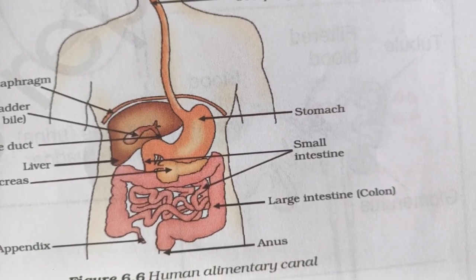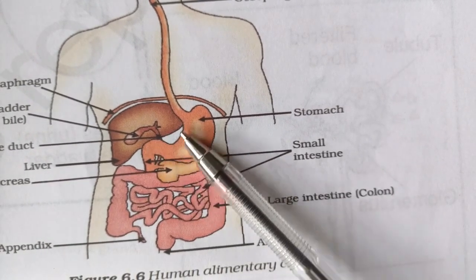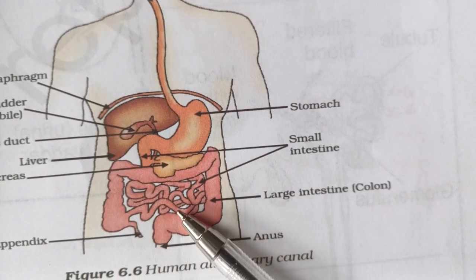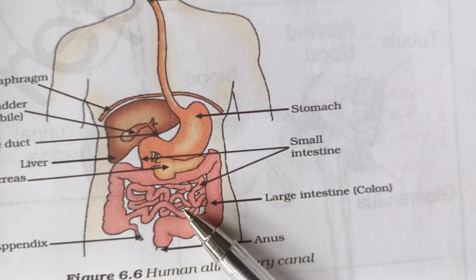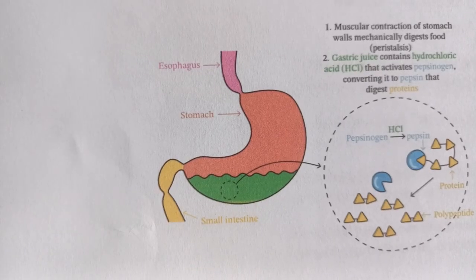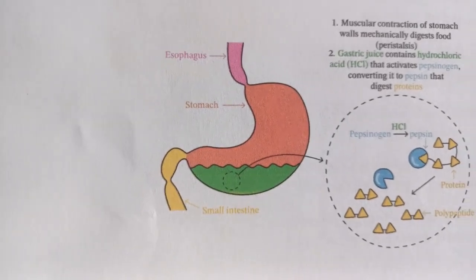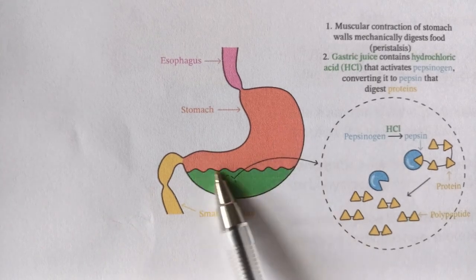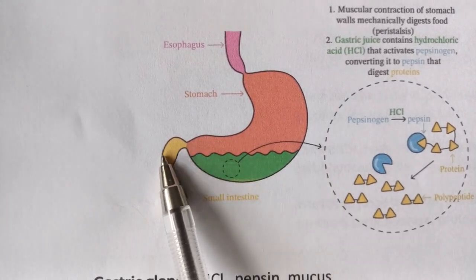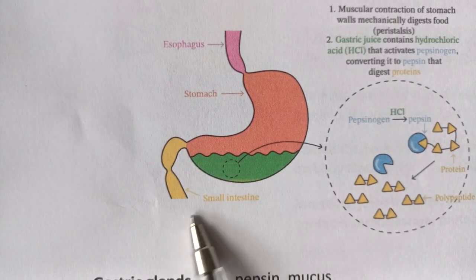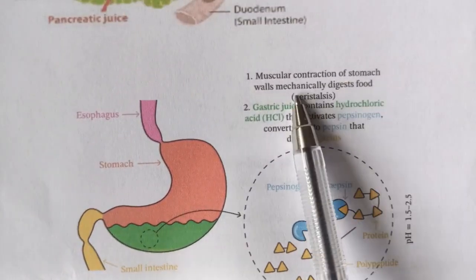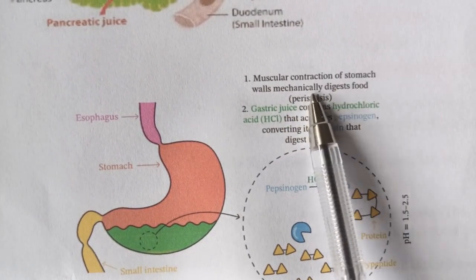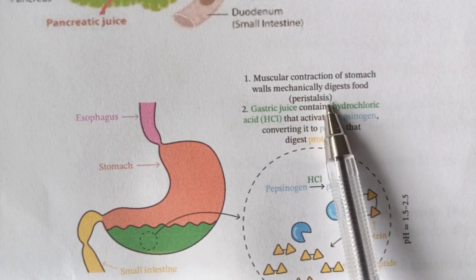So food, as I said, enters into the small intestine through the sphincter. The small intestine is the longest part of the alimentary canal. So this is a quick recap of what happens in the stomach. From the esophagus, the food enters the stomach. It's a big muscular J-shaped bag, and through the sphincter, the food enters into the small intestine. Muscular contraction of the stomach walls mechanically digests food. These muscular contractions are called peristalsis.